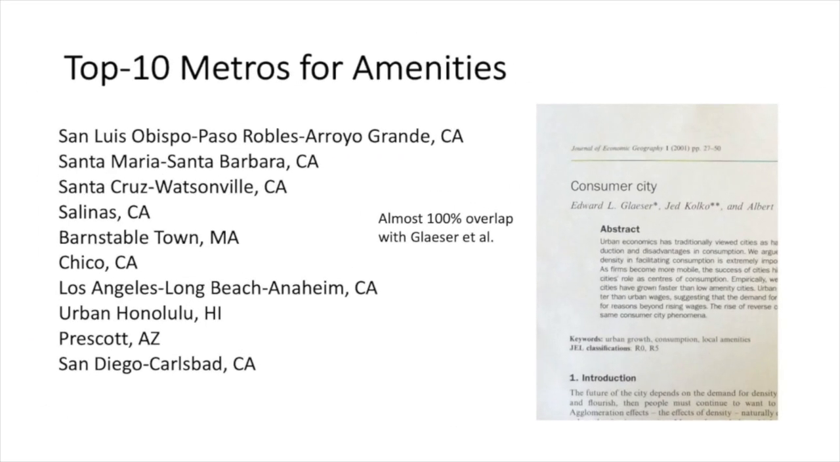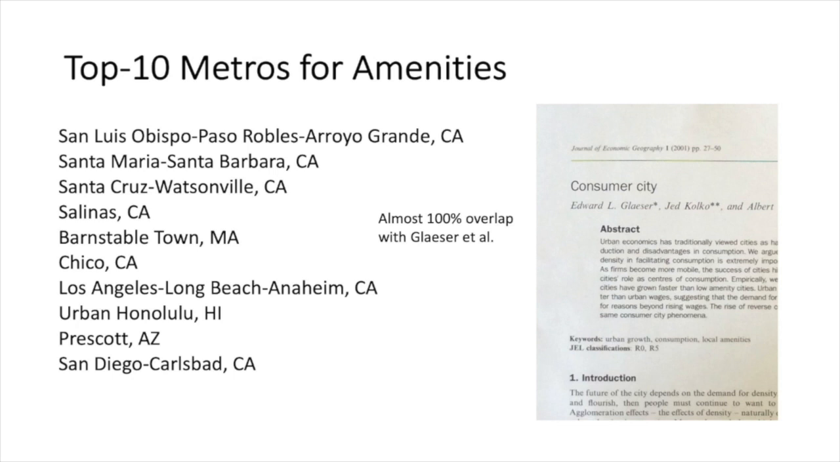Here's a list of the top 10 U.S. metropolitan areas for amenities based on the results of the previous scatter plot. You might recall from an earlier video that this approach to measuring amenities very much favored places in California. Also, I should point out that this list has an almost 100% overlap with the places identified as high amenities by Edward Glaeser and colleagues.